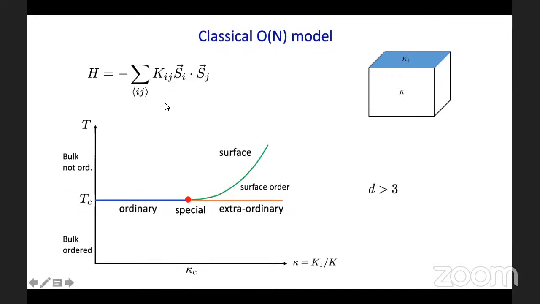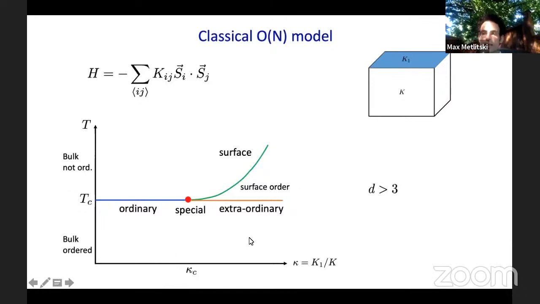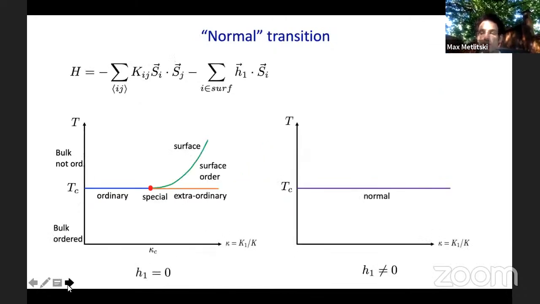So this is the phase diagram if the bulk dimension d is greater than 3, and if there is no symmetry breaking field either on the surface or in the bulk. Now you can also add a symmetry breaking field to the surface, and in that case, it's believed that there is just one universality class, the so-called normal universality class. In the presence of a symmetry breaking field, it is believed to be realized for all values of the surface coupling K1.